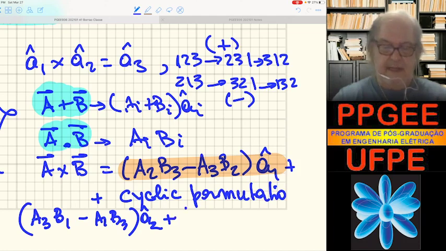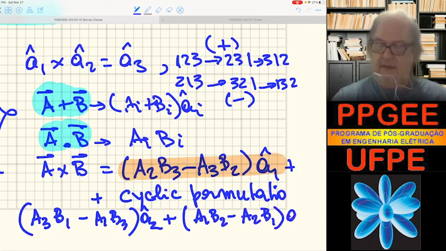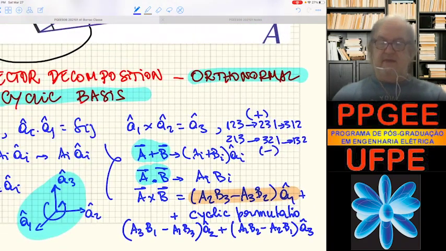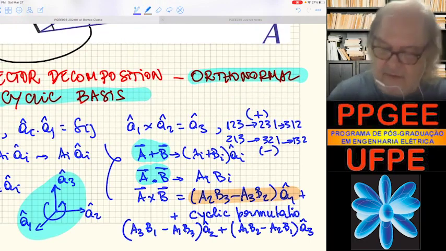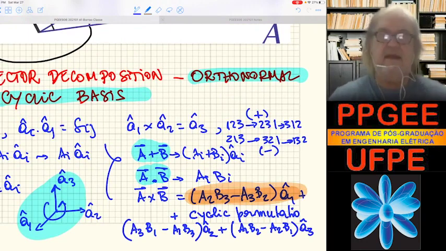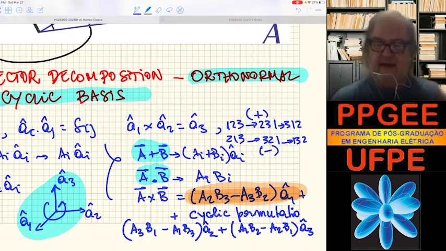Plus 1, 2, 3, A1, B2, minus A2, B1, A2. Okay, so that's the way to do it. But in fact, to build the cross product it is just enough to build one term of it. All the others are just cyclic permutations. It's just necessary to know one term.